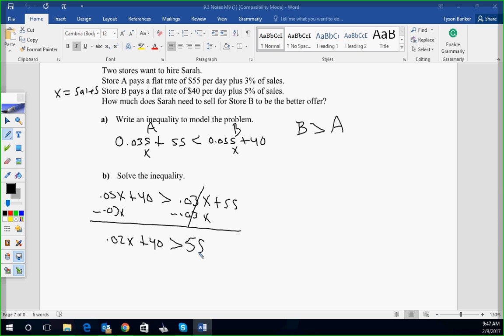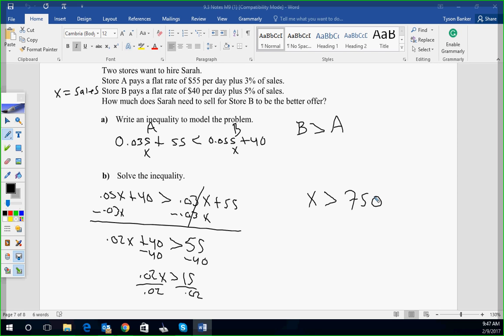Okay, the key is, and then I'll explain it again, the reason it's not equal to is because it says better deal. We want better. So if you're equal to, that's not a better deal, it's the same deal. Okay, minus 40. Divide by 0.02. So in order for B to be the better deal, 750? Thank you. You have to have $750 in sales in order to work for option B.